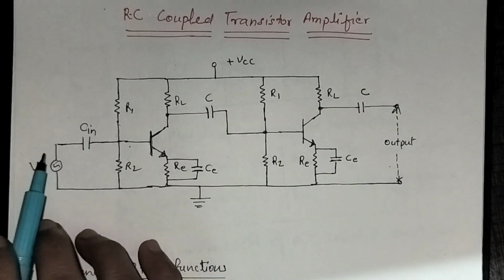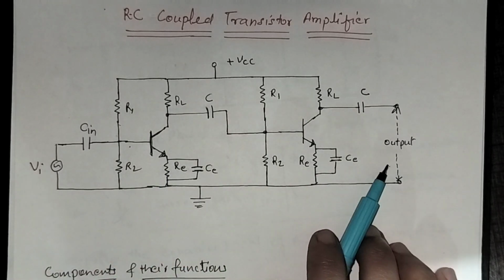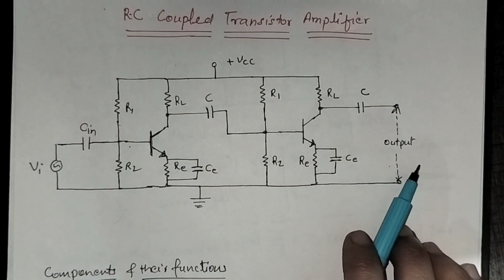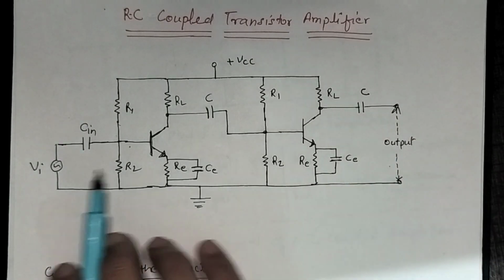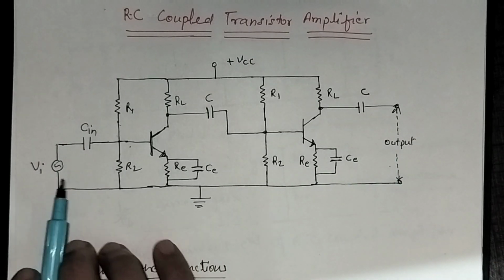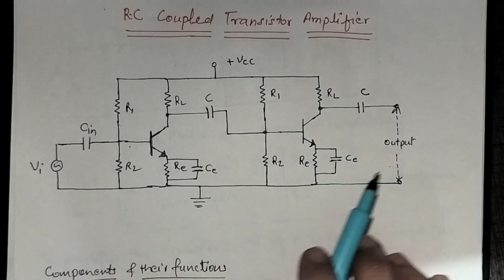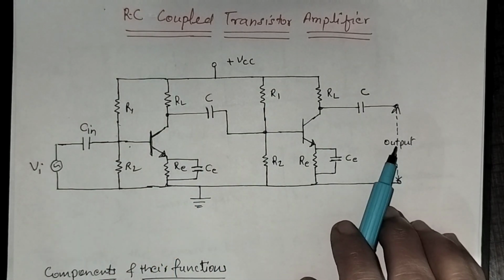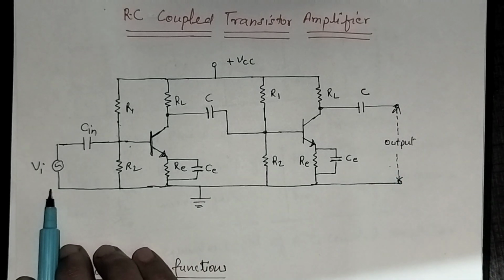As we can see, the input signal is amplified by the two stages, so the overall gain of the amplifier is high. The phase of the output signal is the same as that of the input signal because each stage provides a phase shift of 180 degrees. So the total phase shift is 360 degrees at the output, and the phase is the same as that of the input signal.